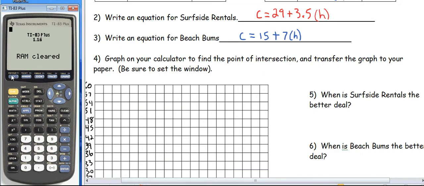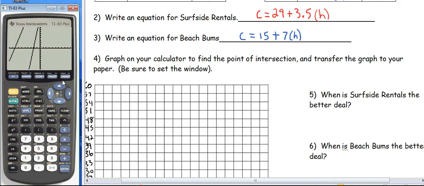Alright, so I'm going to go to my y equals. I'm going to put in my first equation, 29 plus 3.5. Now we don't have an h, so we're going to use x. And I'm going to go down to my second one, and I'm going to put in 15 plus 7x. Yep, that is not what I wanted to do. X. Alright, I'm going to hit graph.